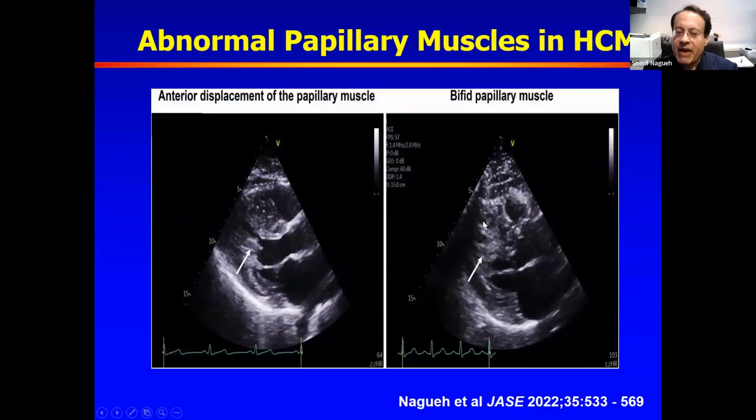Papillary muscle abnormalities are very common in hypertrophic cardiomyopathy patients. We talked about the anterior displacement, and that's from an actual patient showing you how the papillary muscle is displaced anteriorly. And in some cases, the papillary muscle is bifid, as you see here. I will also tell you that if you look at the outflow tract, in many cases, there are frequently abnormal muscle bundles that can contribute to the presence of dynamic obstruction. These may be more easily recognized by CMR than by echocardiography.